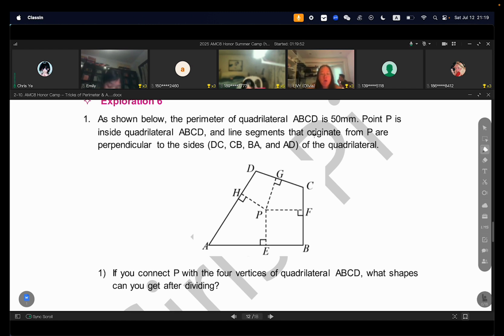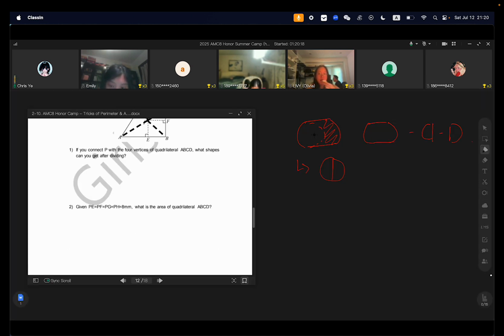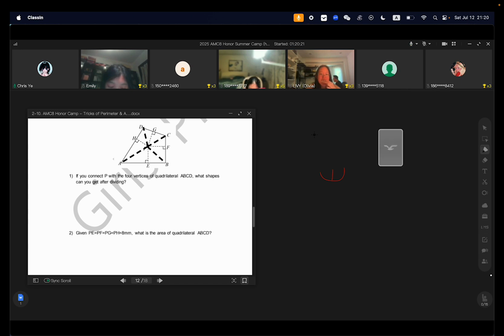Let's just create some lines, see what's going on. Sorry. It will look something like this. So now we have a bunch of triangles. Let's move on to the main problem. It says that given PE equals PF equals PG equals PH is 8 centimeters, what is the area of quadrilateral ABCD? That means that these are all going to be 8. All of these are 8.